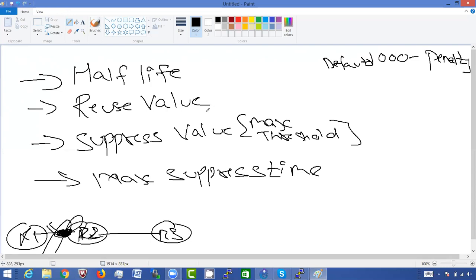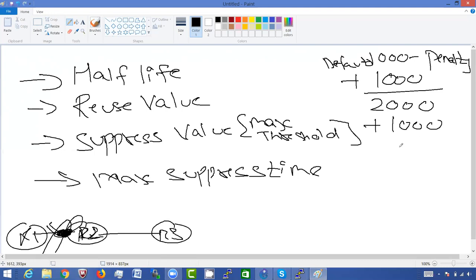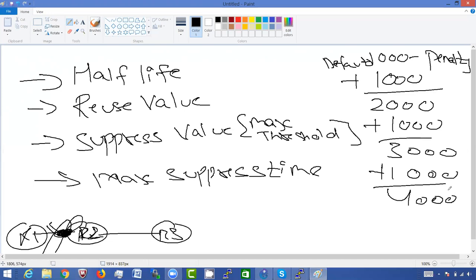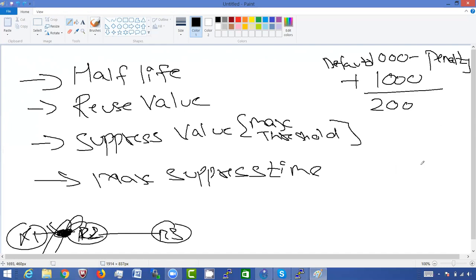Let's say after 5 seconds, this interface has flapped again. So R2 will assign 1000 more penalty. Now the penalty became 2000. If it flaps again, now it became 3000. If it flaps again, now it will be 4000. Like this, my penalty will keep increasing. So what are these four parameters? Half-life, reuse, suppress value.